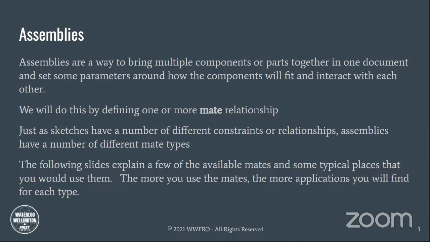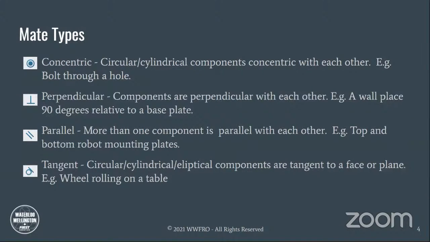And just as sketches have a number of different constraints, if you remember, we had a number of ways we could constrain different elements of a sketch to each other. Assemblies do that, but they do that with different types of mates. So we'll go through a couple of slides and explain a few of the mates available. I probably missed a few. They're very context sensitive, so they don't always pop up if you don't have it. But at least this will give you an idea of where to get started. And I'll also give an example of what kind of situation we'd use each of those mates in.